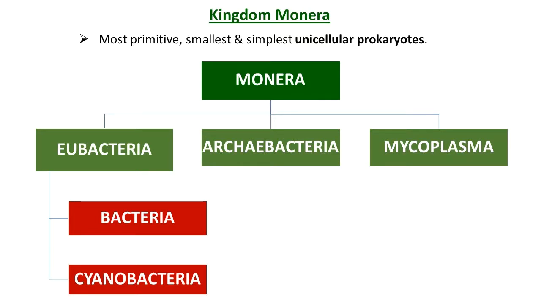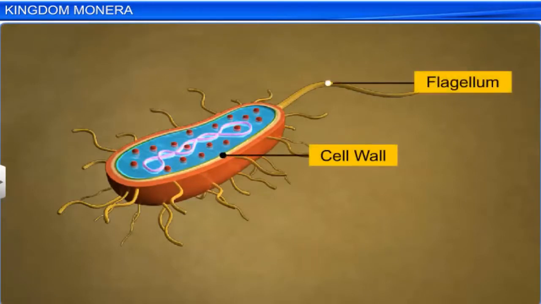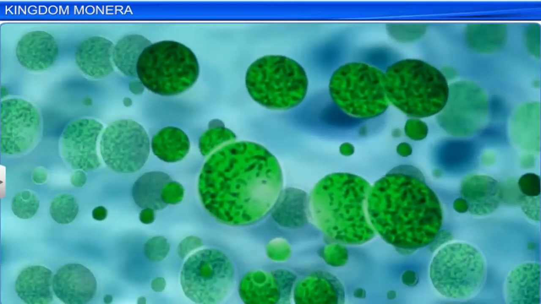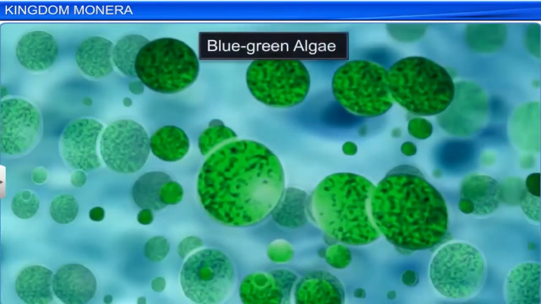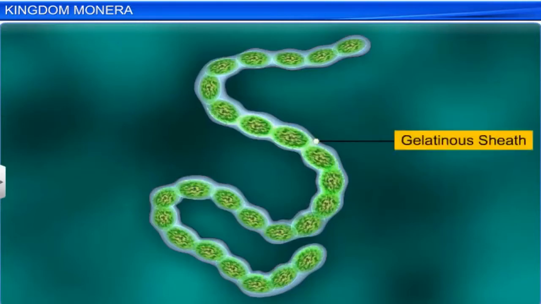A typical bacterium may or may not be motile and is bounded by a thick cell wall. For mobility, they have a flagella. Blue-green algae are usually non-motile. They may be unicellular, colonial, or have a filamentous body form. That filamentous body is usually surrounded by a gelatinous sheath. You can have a look in this video.